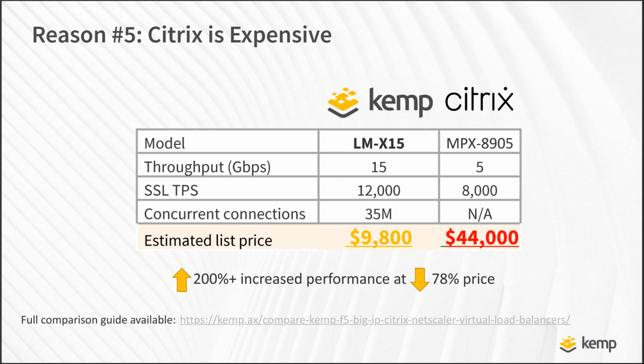In this case, I'm seeing about 200% increased performance with the Kemp at about 78% of the price. So there is a big price performance disparity between Kemp and Citrix. And this is generally going to hold true, not at these ratios, but at a significant ratio in all instances across all Kemp and Citrix product lines in their portfolios. Full comparison guide, you can see I have a website listed there where you can get the full comparison information. And I certainly recommend that you go and browse at your leisure.